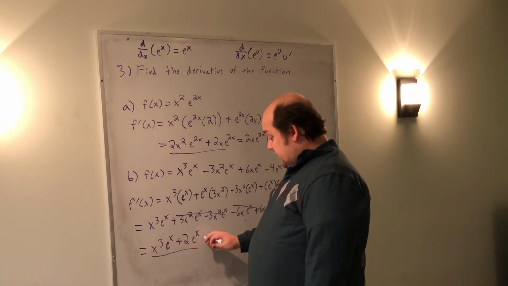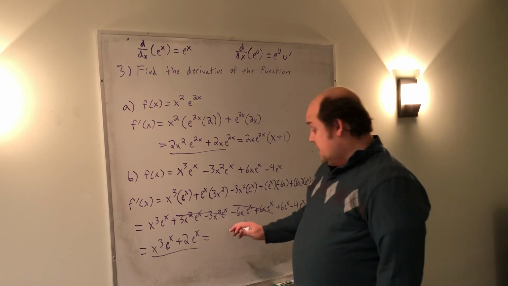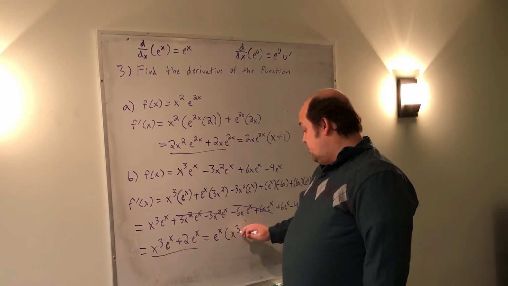Again, this is where I would leave it. It's possible that they want you to factor out that e to the x. If I did that, I'd take out an e to the x and be left with x cubed plus 2.